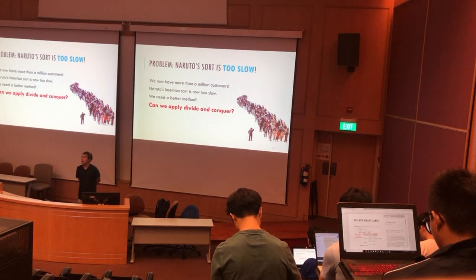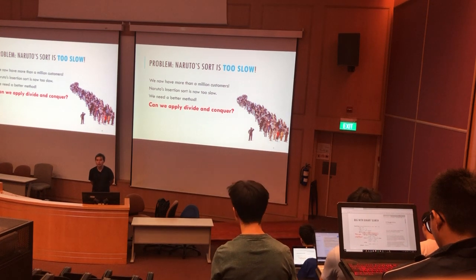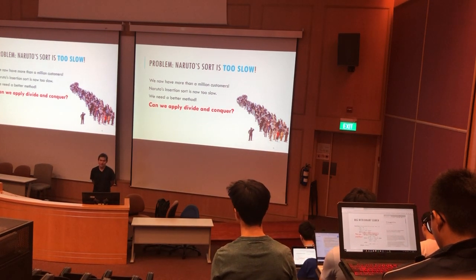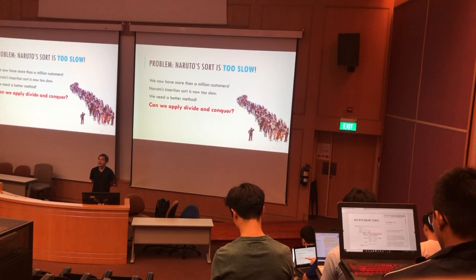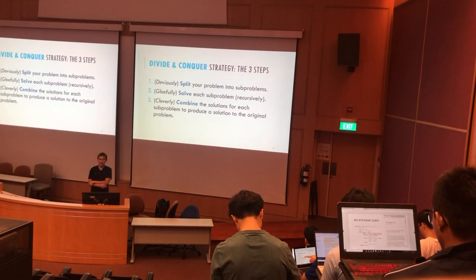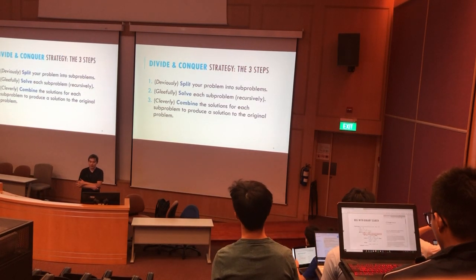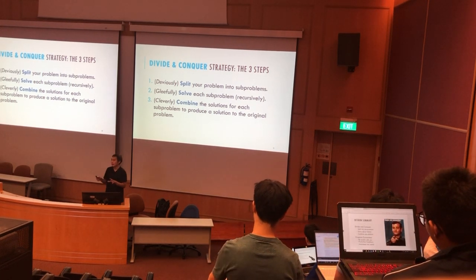So last week we talked about insertion sort, right? Insertion sort is too slow. You have more than 1 million customers, it's getting way too slow. You need a better method. And so we're going to apply divide and conquer to the problem of sorting. Remember, we're going to split the problem, solve each problem recursively, and then combine the solutions together. Okay, that's the strategy.